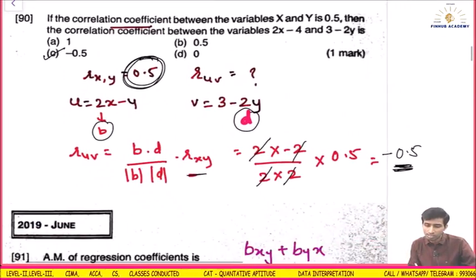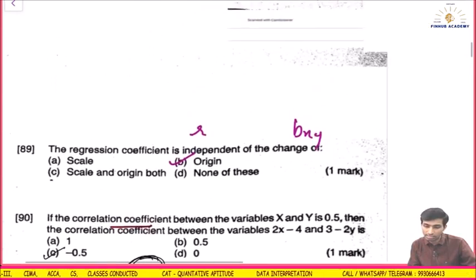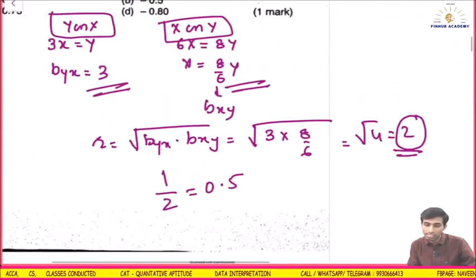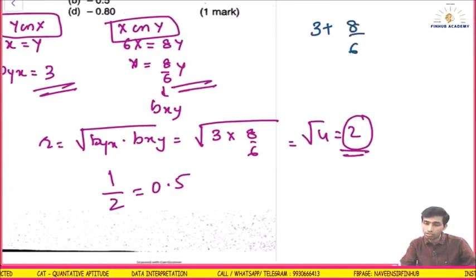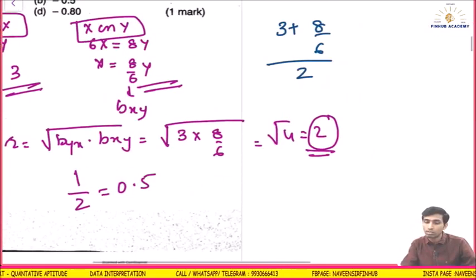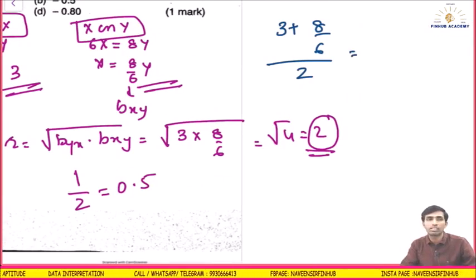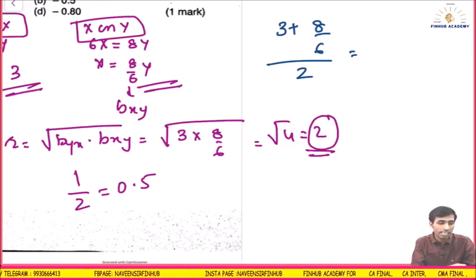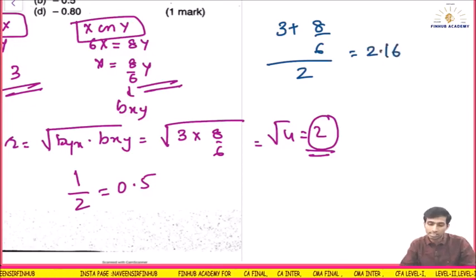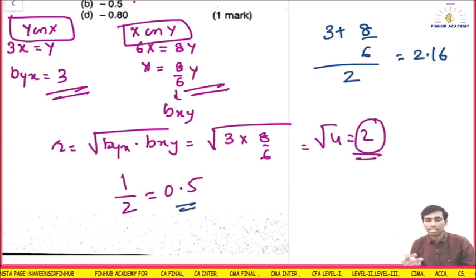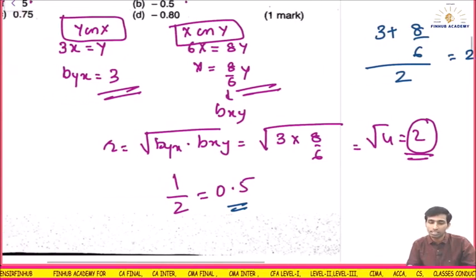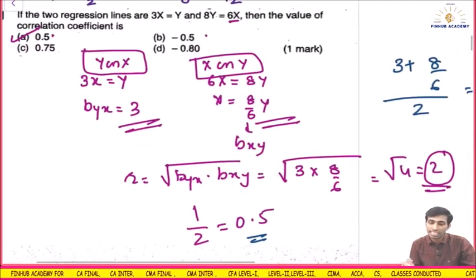See, bx on y and by on x, where it is bx on y, by on x, here. See here, 3 plus 8 by 6, so 3 plus 8 by 6 upon 2. You can do this on your calculator. 8 divided by 6 plus 3, divided by 2. Answer is 2.16. See, r was how much? 0.5. So it will be either greater than, but it can't be less. Okay, the average of bx on y and by on x. Fine. This we checked in question number 88.